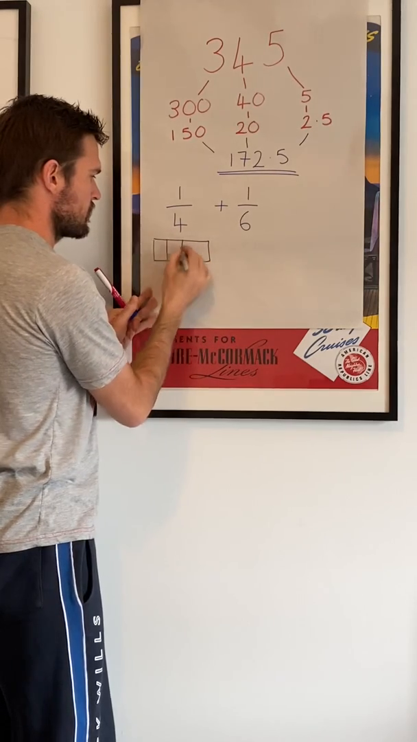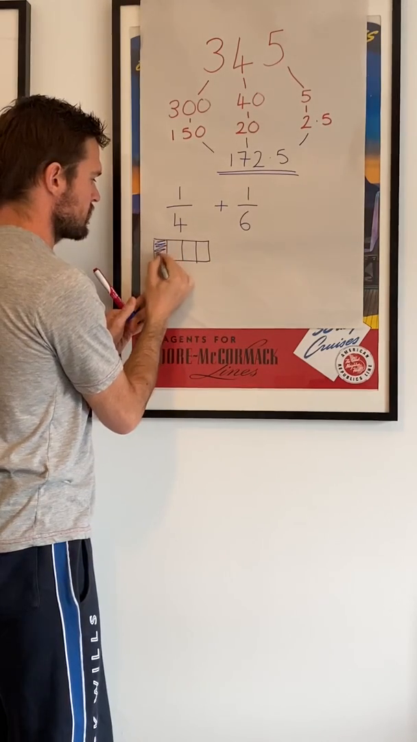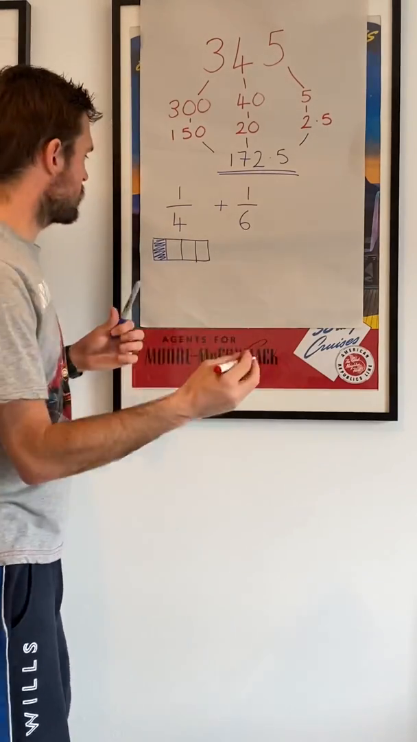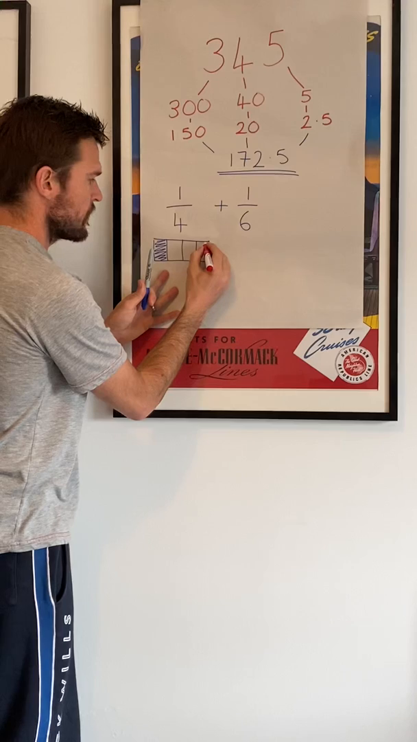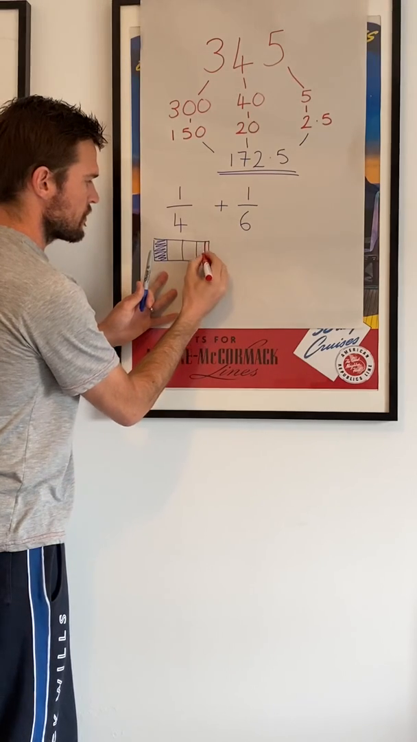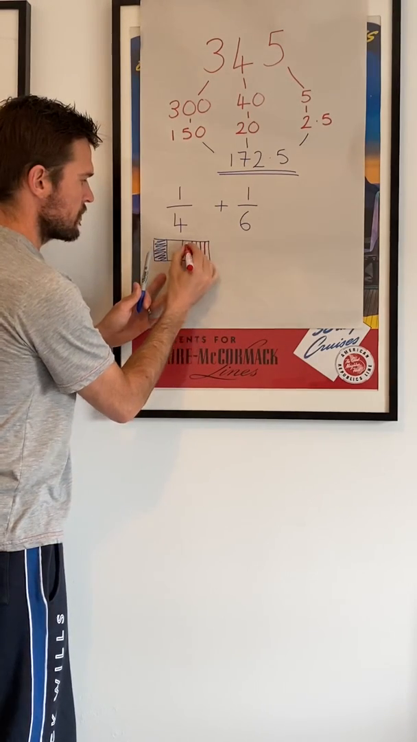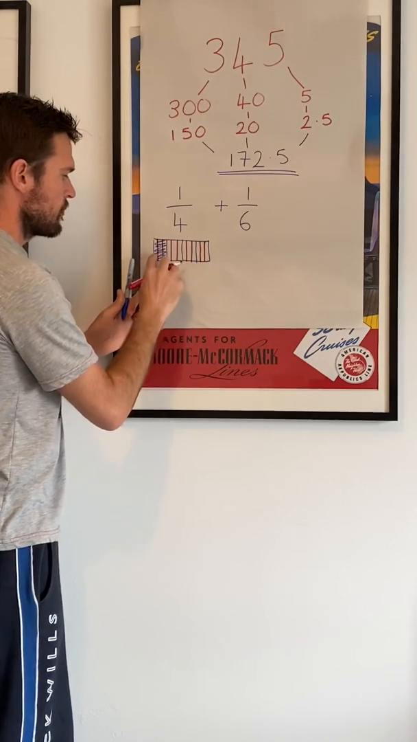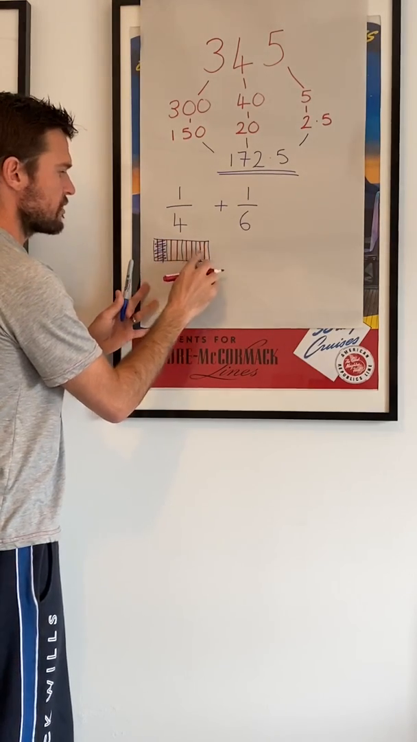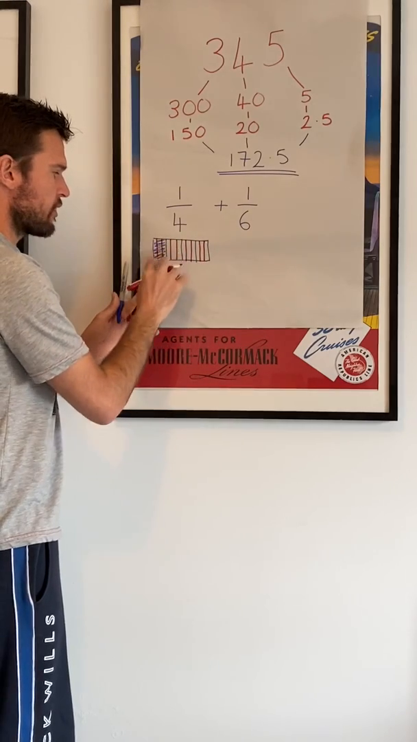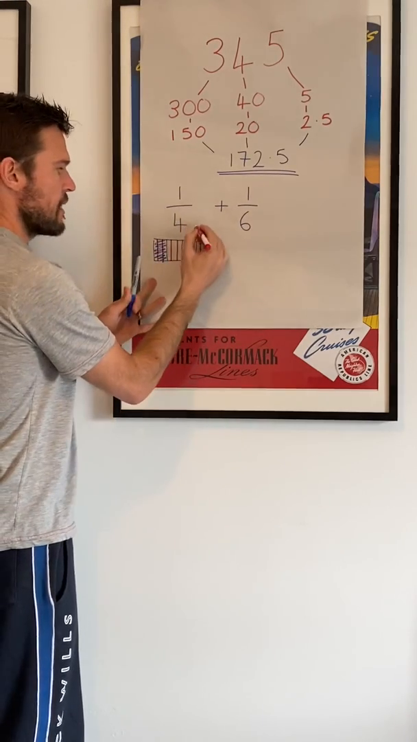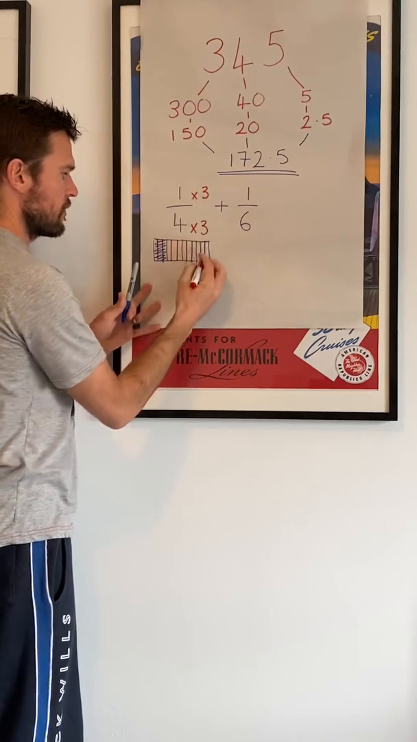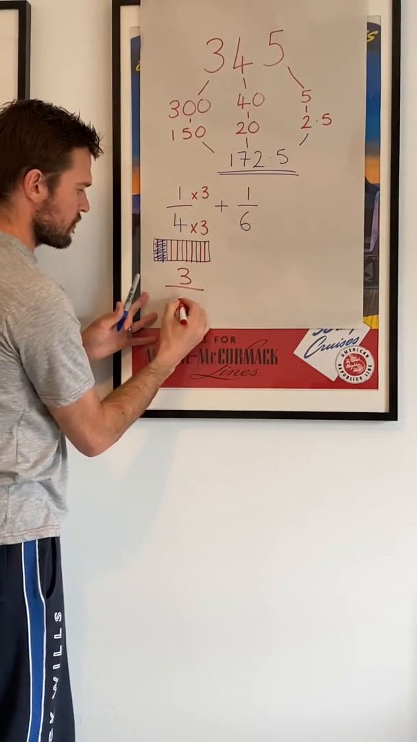looks like this. Now if I split them into 12ths, all I'm doing is splitting each box into more pieces. I have the same whole thing, but now I have 3, 6, 9, 12 whole pieces, and I have 3 coloured in. Mathematically I can just times this by 3, times this by 3, which gives me 3/12.